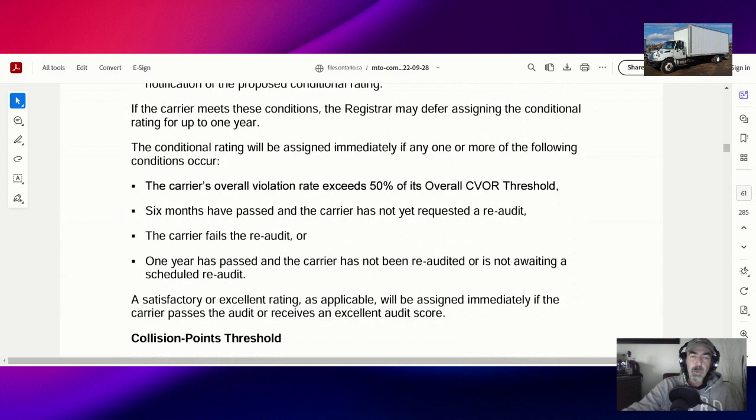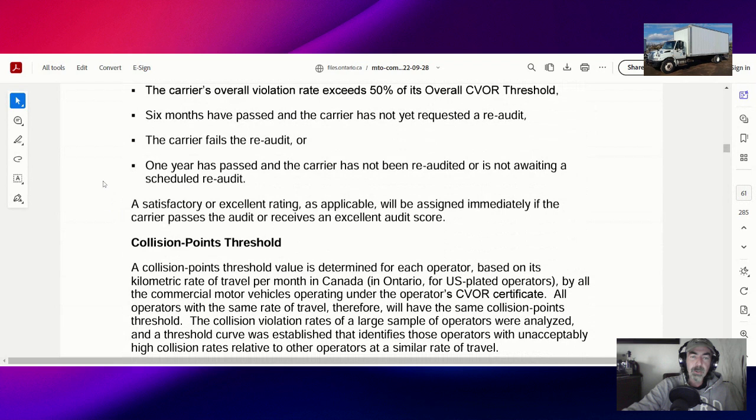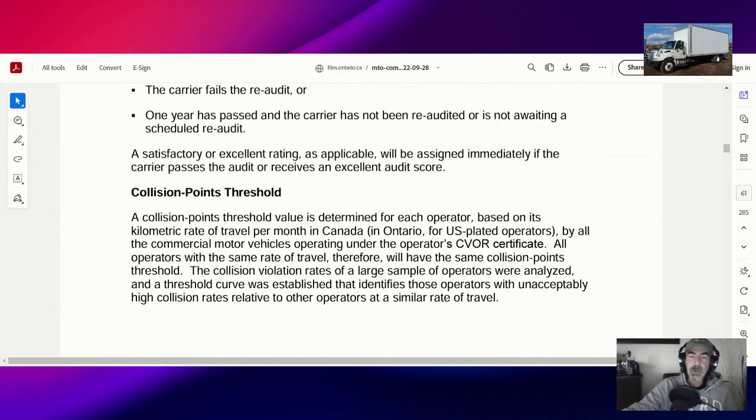The conditional rating will be assigned immediately if any one or more of the following conditions occur. The carrier's overall violation rate exceeds 50% of its overall CVOR threshold. 6 months have passed and the carrier has not yet requested a re-audit. The carrier fails the re-audit, or 1 year has passed and the carrier has not been re-audited or is not awaiting a scheduled re-audit. A satisfactory or excellent rating, as applicable, will be assigned immediately if the carrier passes the audit or receives an excellent audit score.